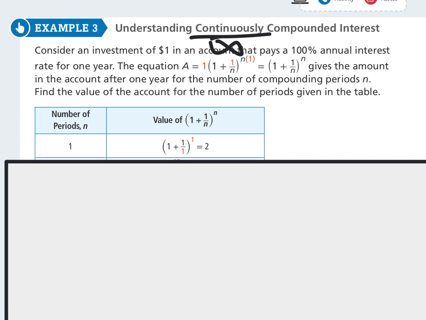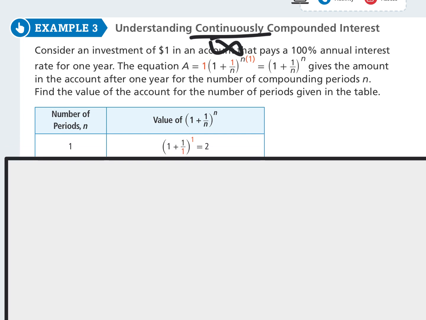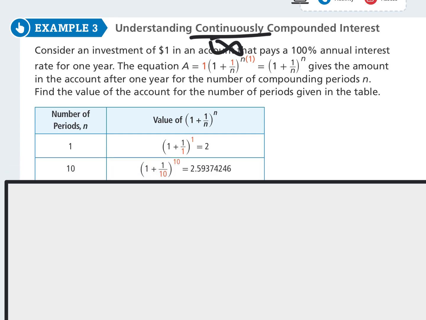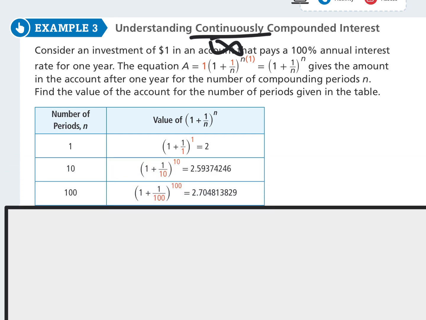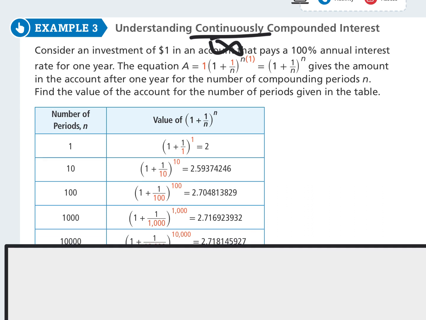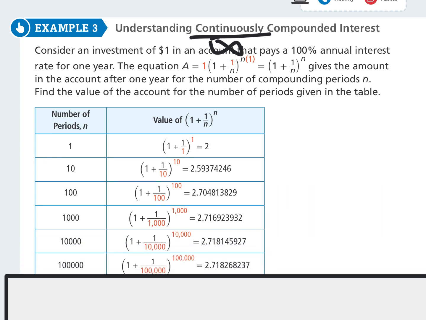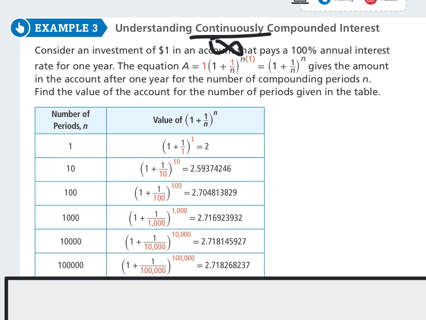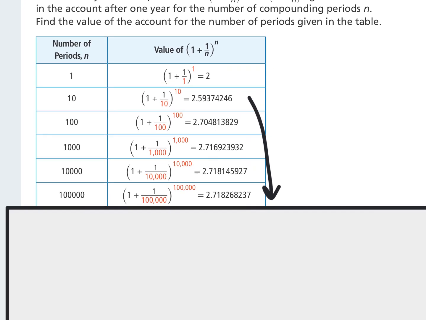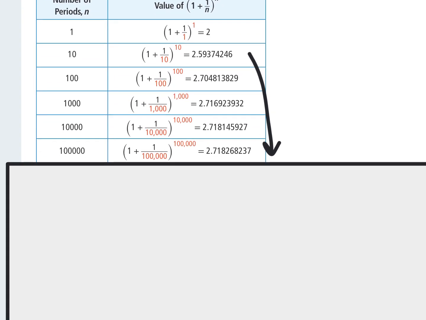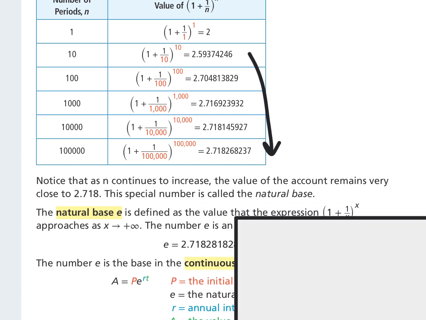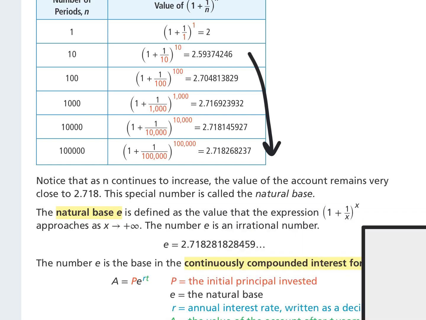If we change this n value, so if n is just 1, the value inside this equation, assuming that the rate is 1, is just 2. As we increase this n value, you should notice that the output value is increasing as we said it would do. But the increase is kind of slower and it's getting closer to a specific value. And that specific value that it's getting closer to is this value called e. It is the natural base.